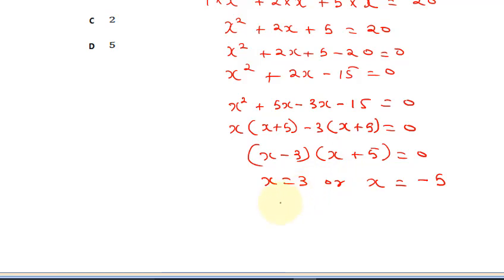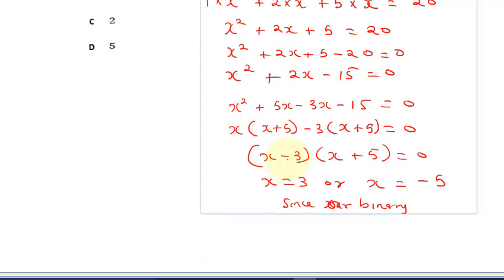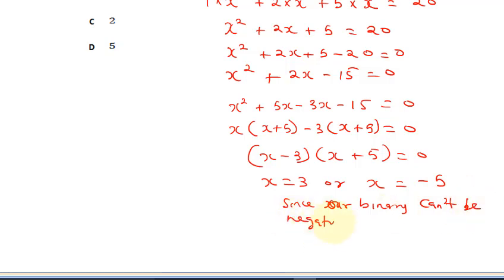So having solved it, since our binary cannot be negative, therefore x equal to 3 is our final answer.